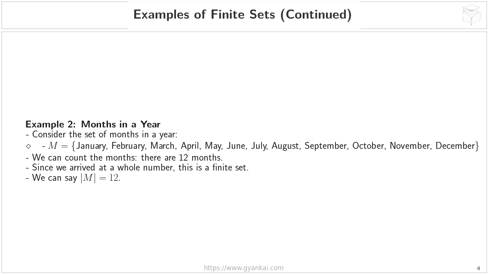We use the notation for the number of elements in M, which is written as the absolute value of M, and we say that it equals 12. So, the cardinality, that's the mathematical term for the number of elements, of set M is 12. This example, like the one with our fingers, demonstrates that if you can count the elements and arrive at a whole number, you're dealing with a finite set. We'll continue looking at more examples, and then we'll recap the key takeaways to make sure you've got a firm grasp of this concept.